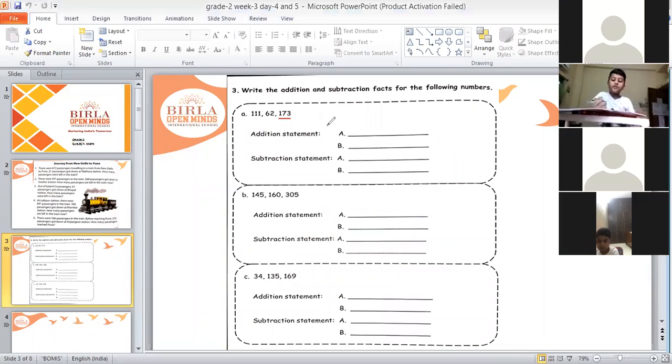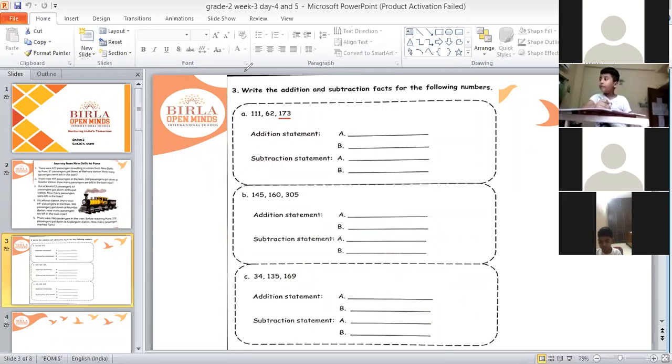And here biggest number is 173. So now what we have to do is, 2 numbers are left now. 2 numbers are left here, that is 111 and 62. So what we will do, we will write these 2 numbers with plus sign. Okay, how we will write? See here. This is 111 and 62. So how we will write here?